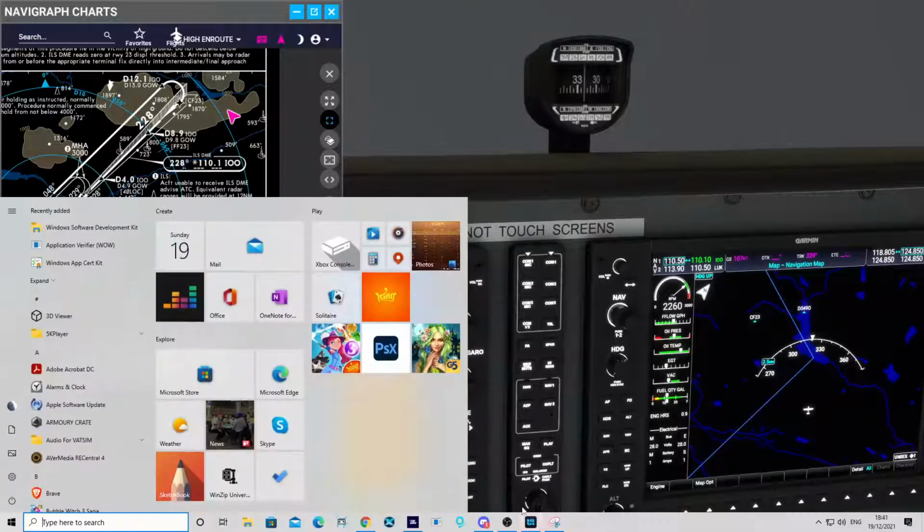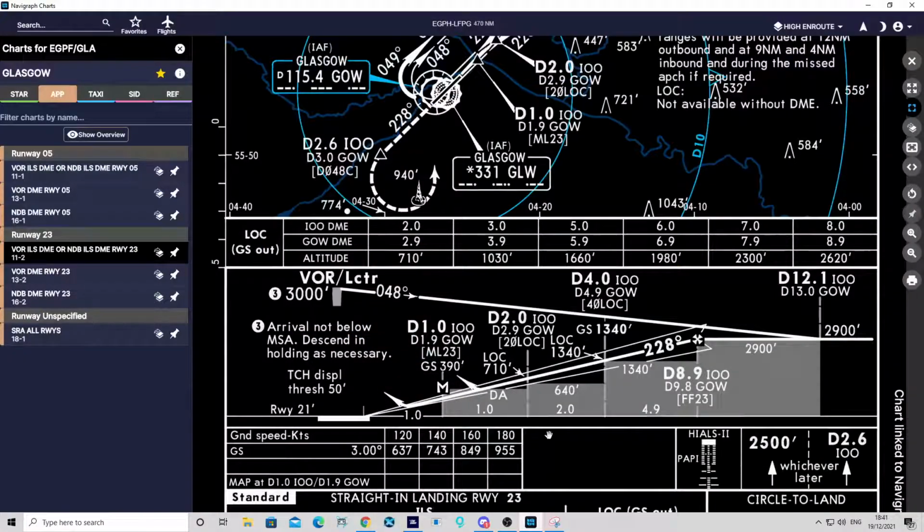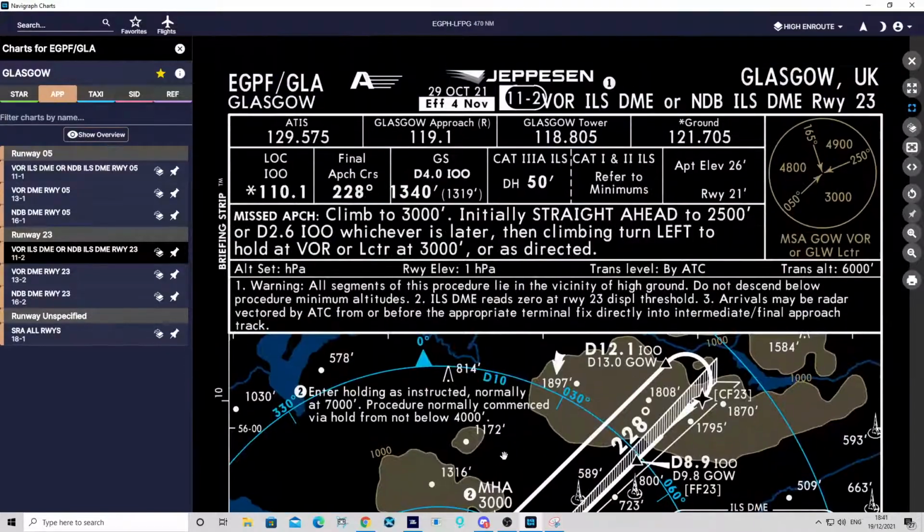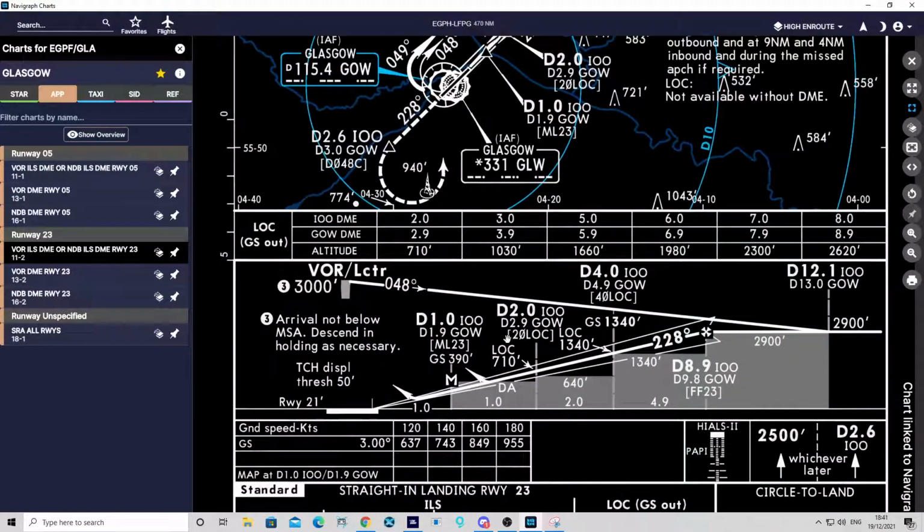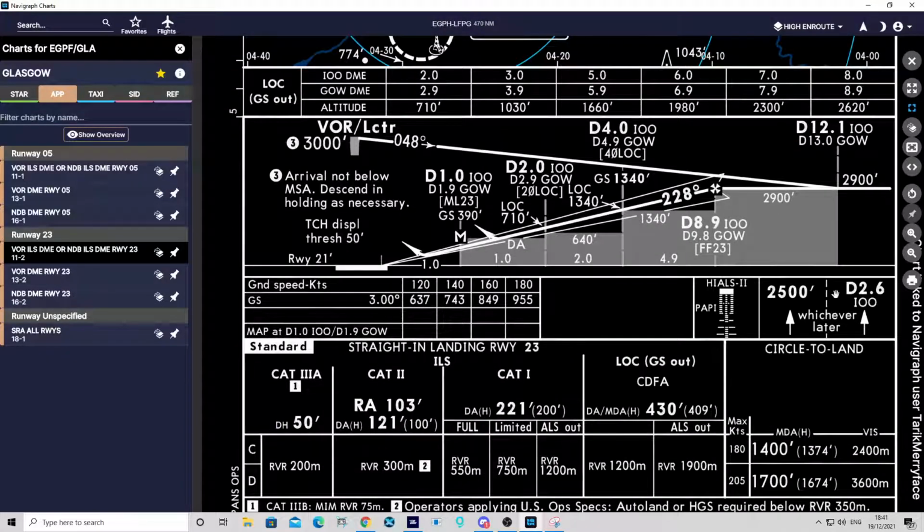Okay, cool. So I'm going to look at the Glasgow chart, and you can see here that below the horizontal profile, we have a wee box here. And in the wee box, you've got GS3. That's telling us the glide slope angle. So 3 is standard, so we can use that formula. But it's really useful because it gives us figures.